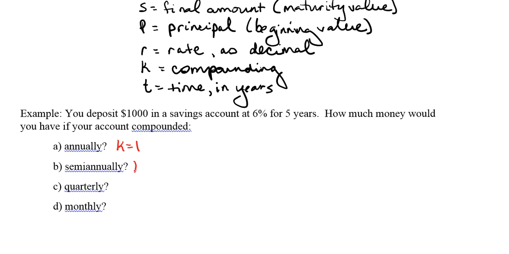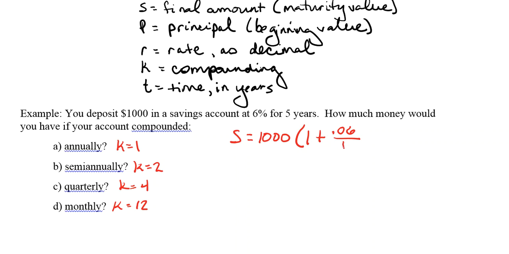In semi-annual, that's twice a year. Quarterly is 4 times a year, and monthly is 12 times a year. So this K is going to change depending on if I'm in A, B, C, or D. The rest of it's going to stay the same overall. So S equals, I'm finding my final amount. I'm plugging $1,000 into the account. My rate is 6% as a decimal. Remember, that's 0.06. We'll go ahead and start with our annual compounding.